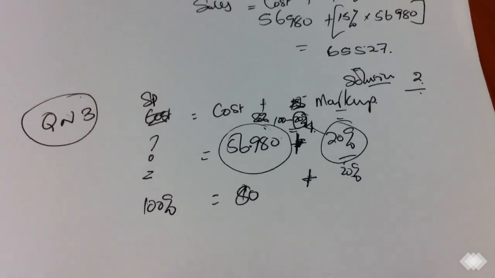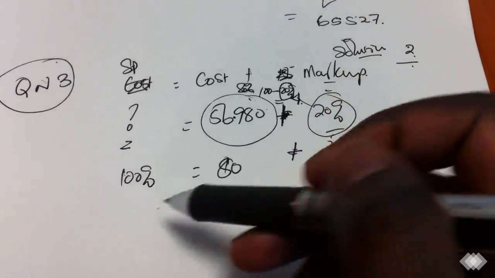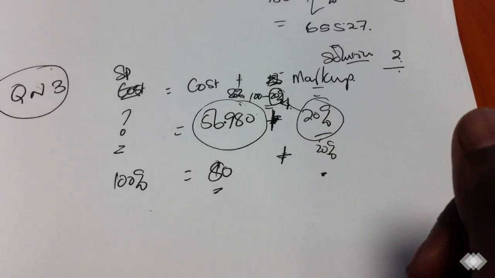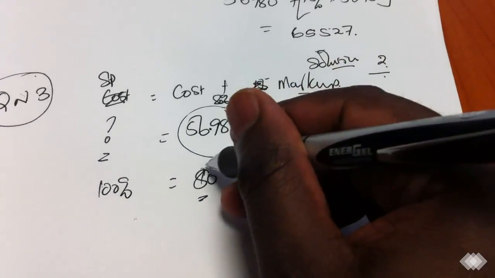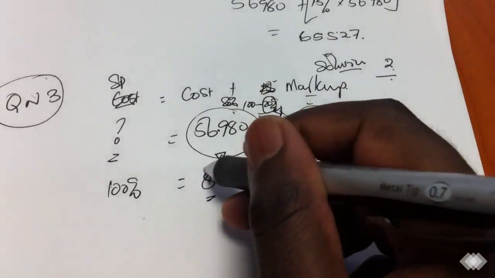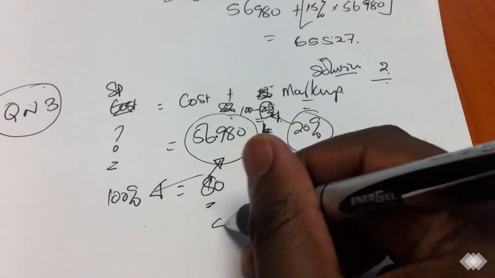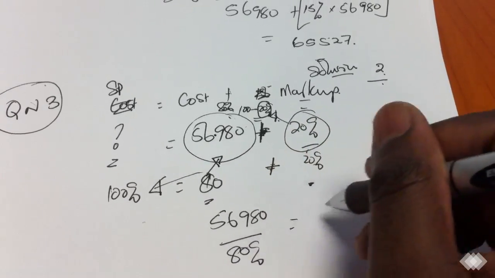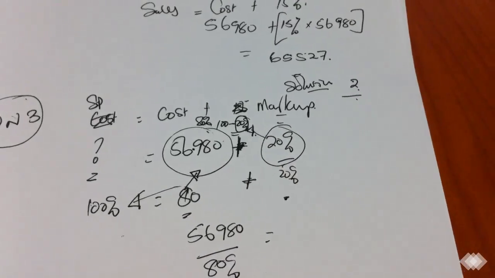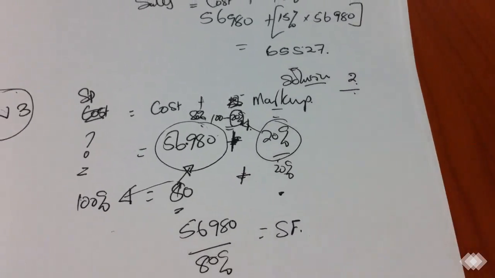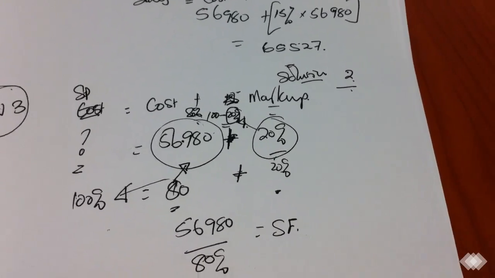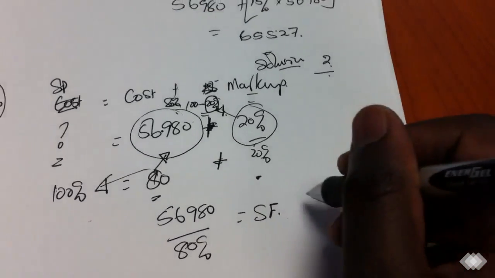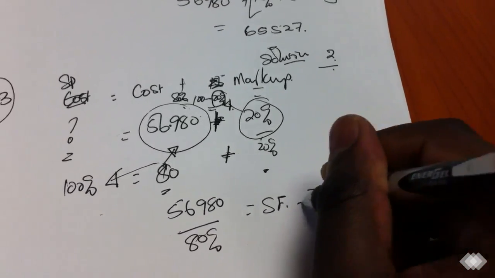Let's continue. So for this to be 100%, this should be 80% plus 20% to get that. But you're told that this has this amount. So how do you get that? If you say 56980 divided by 80%, it should give you the sales figure. So 56980 divided by 80% gives us 71225.